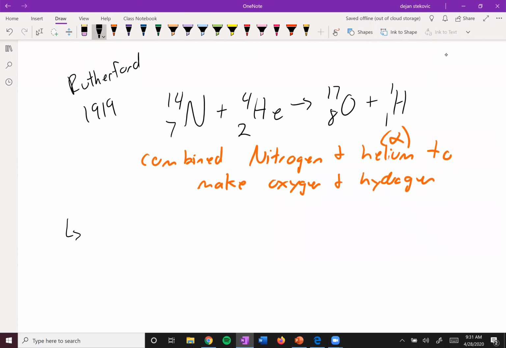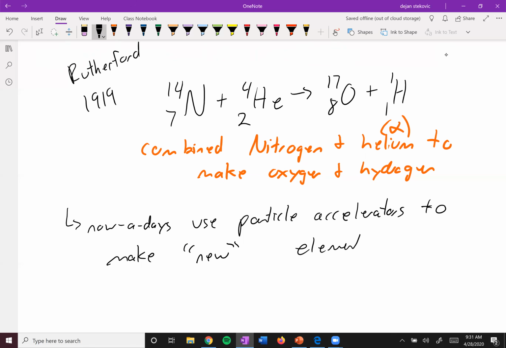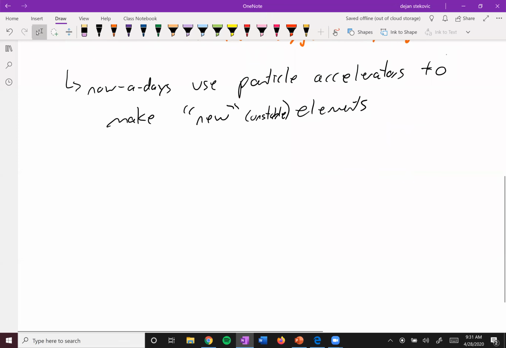Nowadays, we have some more complicated equipment. So nowadays, we use particle accelerators to make brand new elements. The caveat here is that these are unstable, and so although we do make them, they last usually for like a fraction of a second.